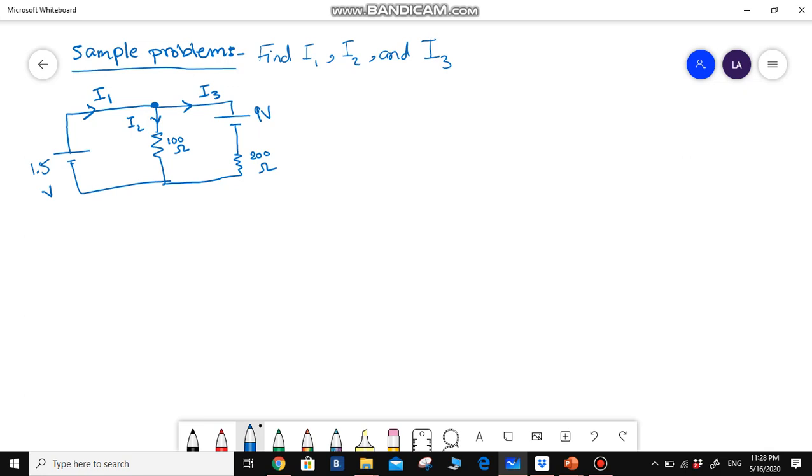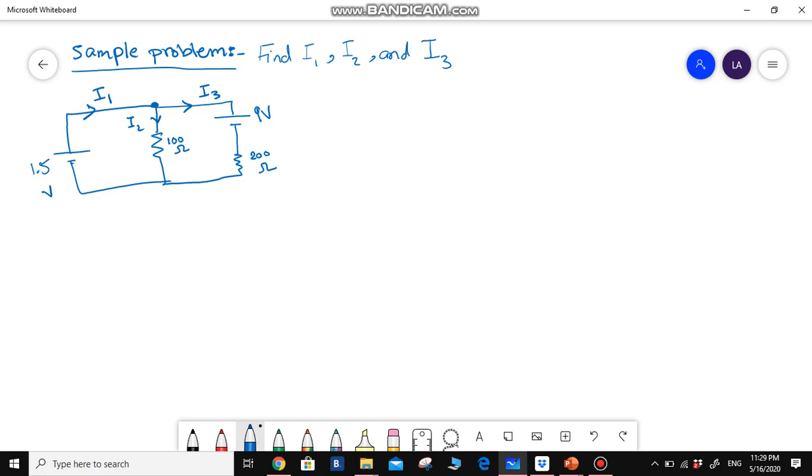Hello everyone. Now we will be solving a sample problem related to Kirchhoff's rules. We have here an electric circuit that is sketched. It's a simple circuit, not very complex, with two cells, 1.5 volts and 9 volts here, and two resistors, 100 ohm and 200 ohms.